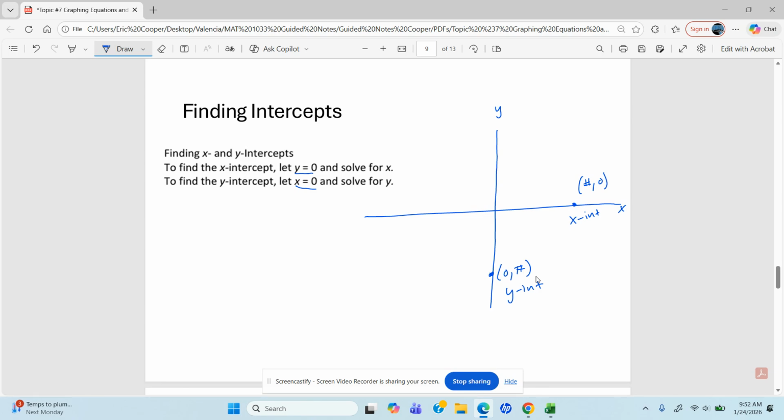So, if you're reviewing, if you want to find an x-intercept, you set the y equal to 0. To find a y-intercept, you set the x equal to 0. If you set the opposite letter equal to 0, you will find the intercept for the other letter. And then you can go through and graph it. As long as you have both intercepts, you can also graph those.